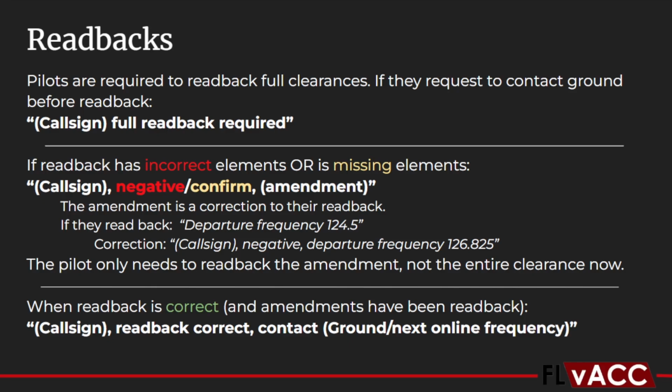In the case that a readback has an incorrect element, follow up with the pilot saying negative and then what they should have read back. And if the readback was missing something, then follow up with confirm and then whatever was missing. When this happens, pilots only need to read back what was incorrect or missing, not the entire clearance. Once all that is done and the readback is correct, then let the pilot know readback correct, and then hand them off to ground or whichever controller is responsible for ground under top-down procedures.